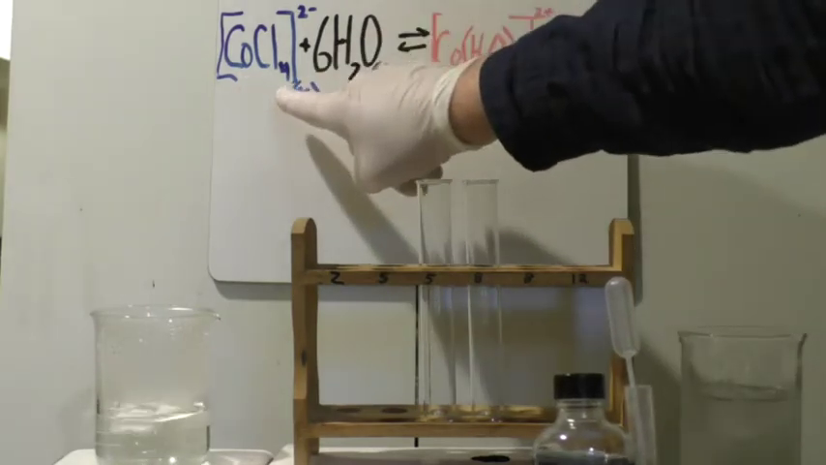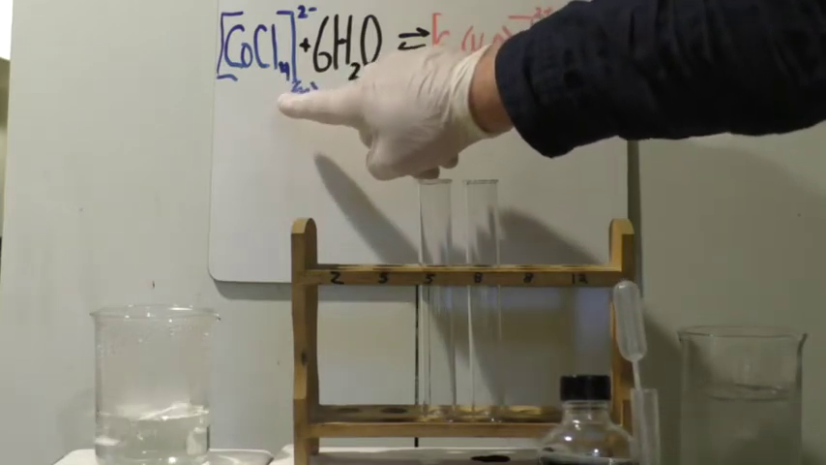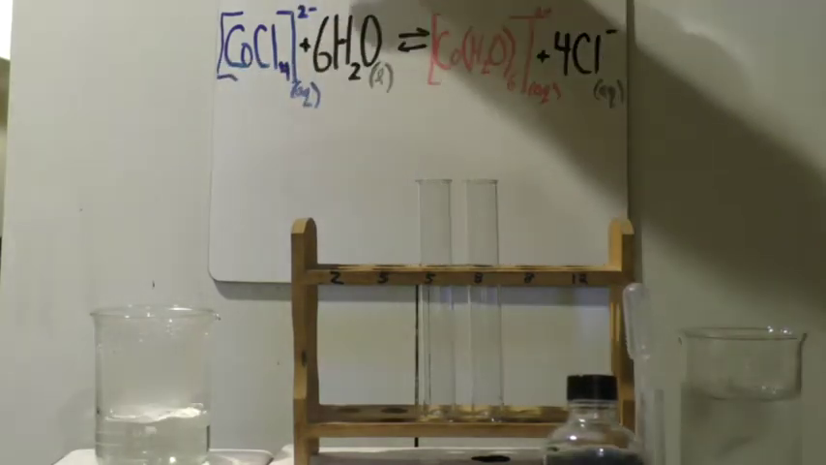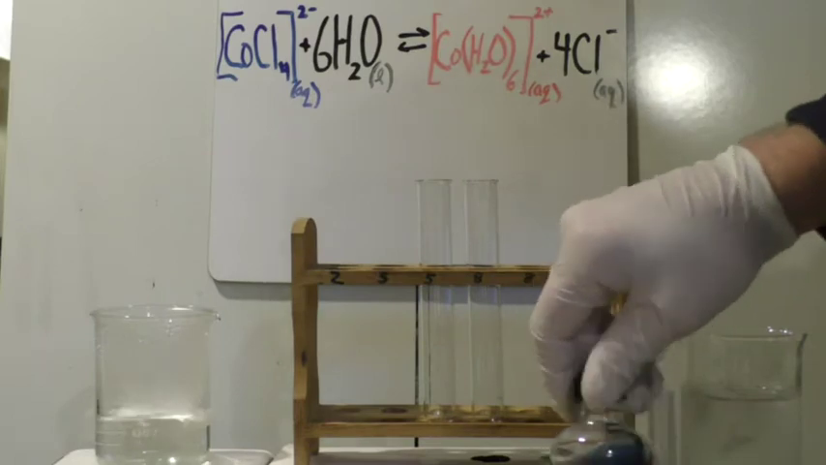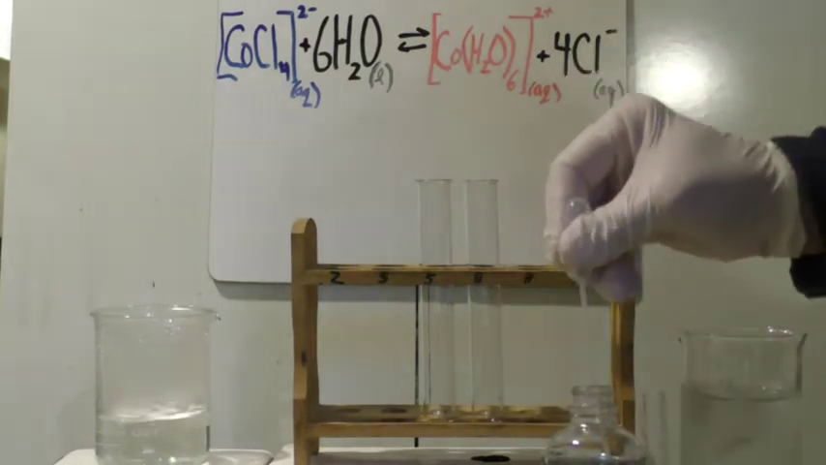It's cobalt 2+ and 4 chloride minus ions together in what's called a complex ion. That's why it has these brackets around it. And the whole thing has a -2 charge. So it's a special kind of compound we haven't really talked much about. But I'm going to put some of this in a couple test tubes.